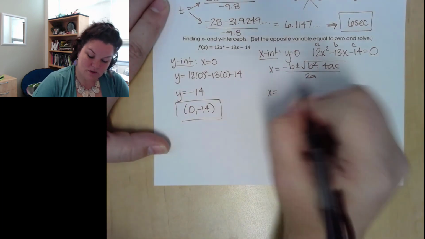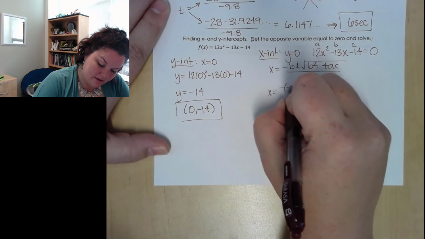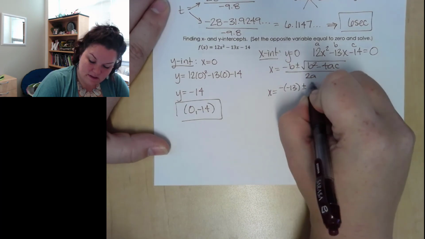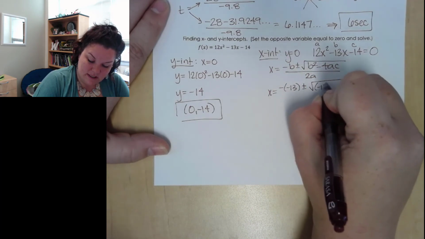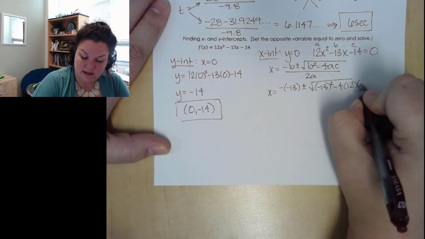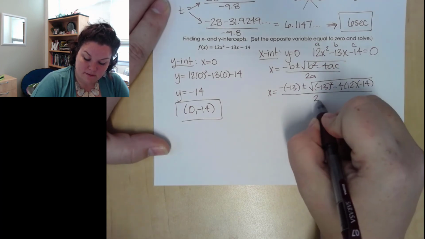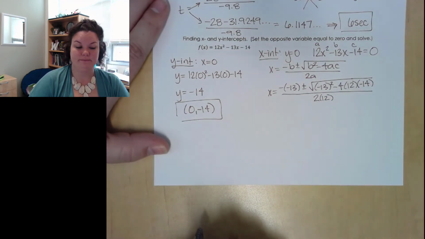So x is equal to negative b. My b is already negative, so I'm going to have the opposite of negative 13, plus or minus the square root of negative 13 squared minus 4 times my a, which is 12, times my c, which is negative 14, all over 2 times my a, which is 12.